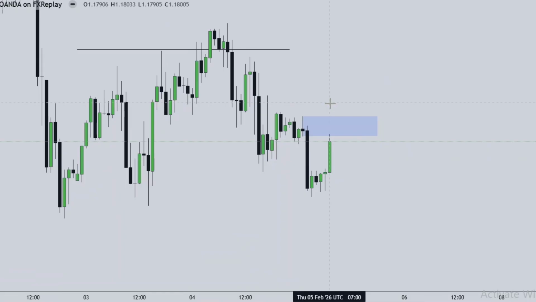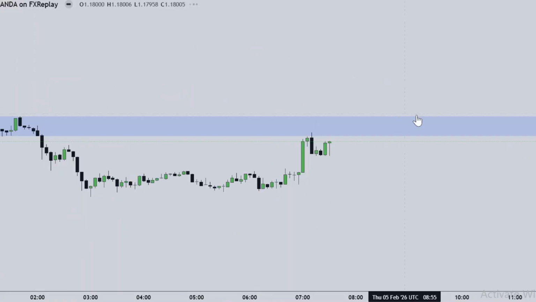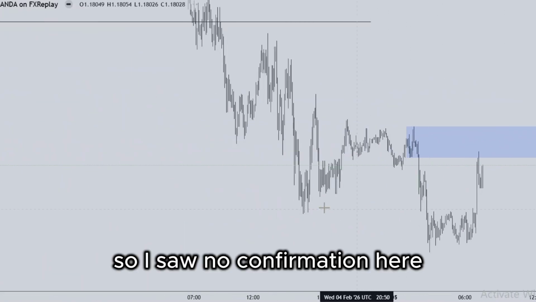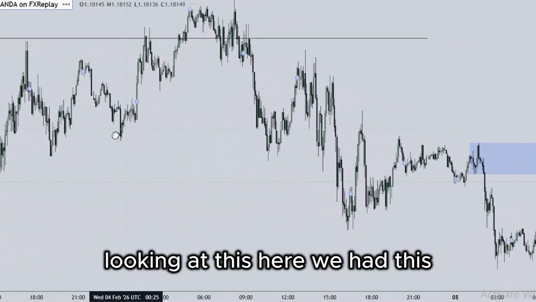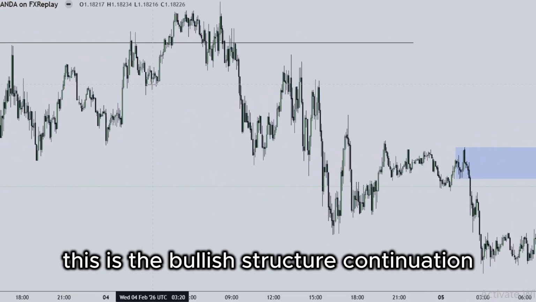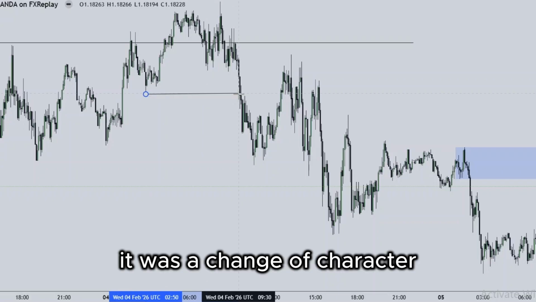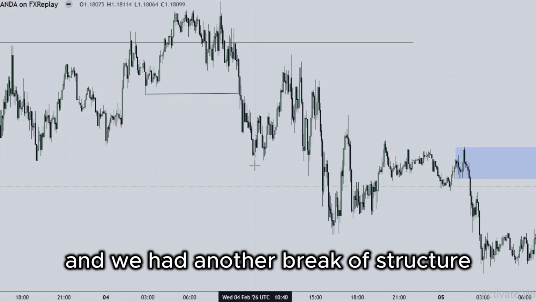Alright. Price tapped into the zone. I went out to the 5-minute time frame. So I saw no confirmation here. Then I marked out 5-minute structure. Looking at this here, we had this. This is the bullish structure continuation, and has a change of character here. So the change of character. We had inducement taken out here, and we had another break of structure.